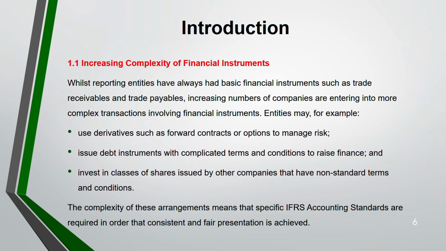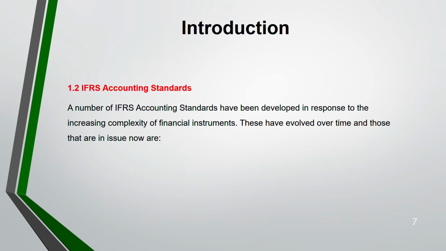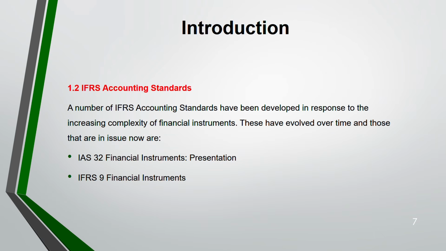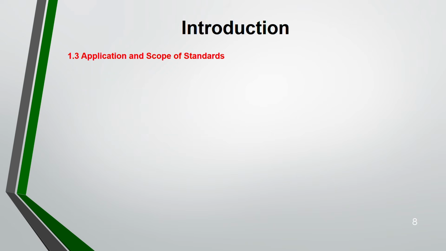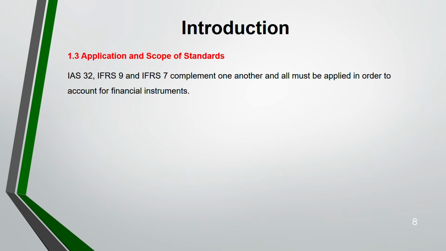Because they are complex, that means you need specific IFRS to deal with them. Now, let us go through the number of IFRS standards. First, IAS 32 that talks about presentation, IFRS 9, and then IFRS 7. First, we'll go through IAS 32, then IFRS 9, then 7. Now, all three standards have to be applied.